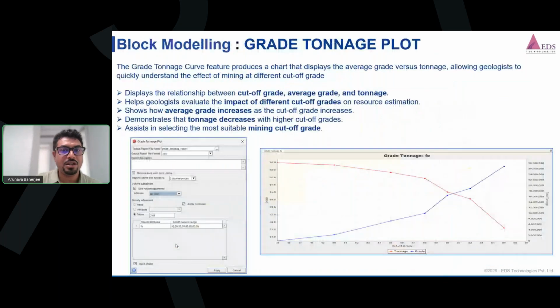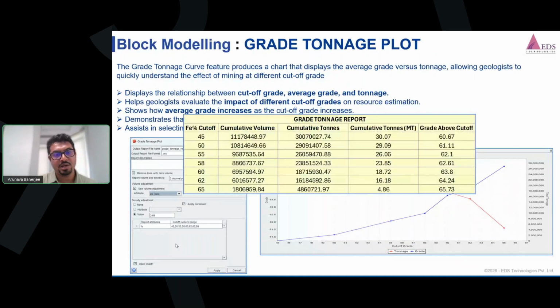Then the grade tonnage plot. The grade tonnage curve shows the relationship between the cutoff grade, average grade, and tonnage, which is the impact of different cutoff grades on resource estimation. It shows that as the cutoff grade increases, the average grade increases, and the tonnage decreases when a higher cutoff grade is applied. It helps in selecting the most suitable mining cutoff grade. So here we can create this type of report.